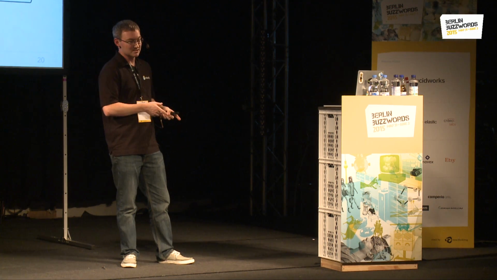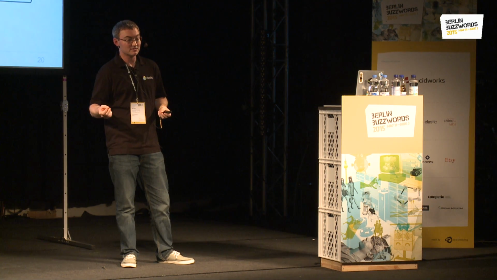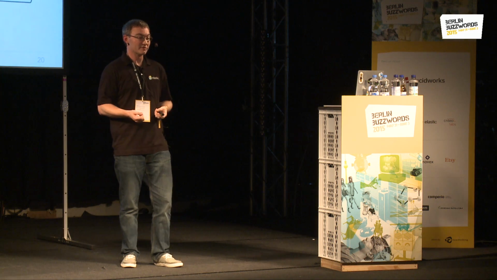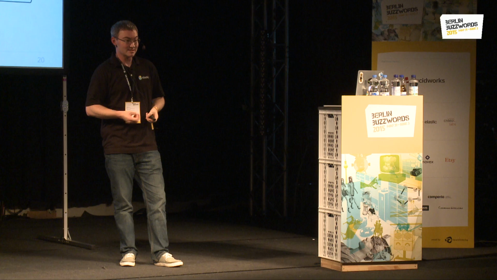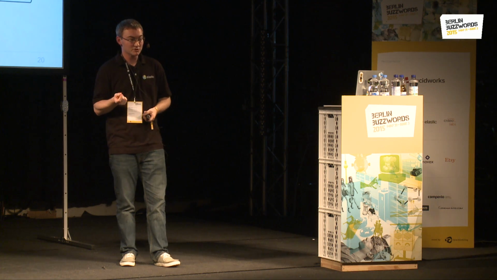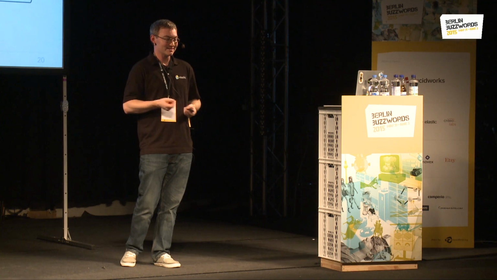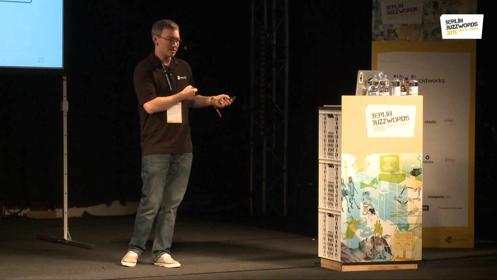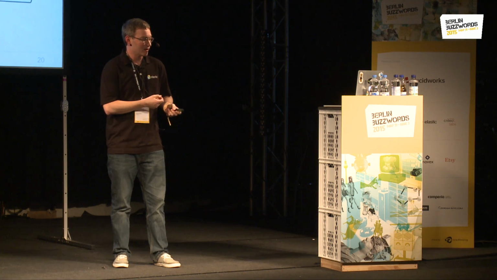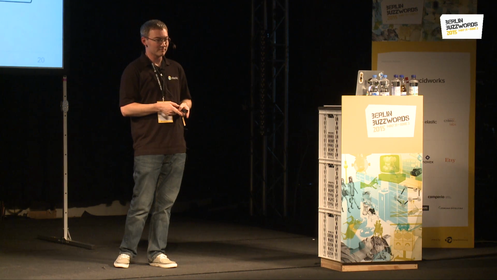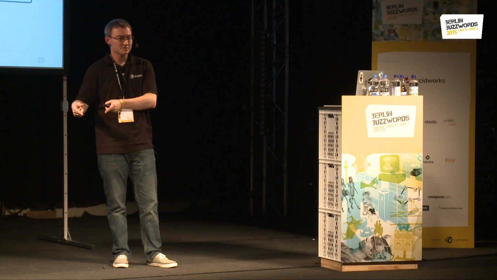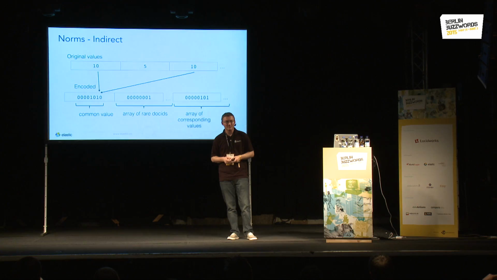And because this first array is sorted by document ID, we're able to do binary search over it. So we first do a binary search and see, does the document that we're trying to find the value for exist? And if it doesn't exist, we know it's the common value. And if it does exist, then we take that index where we found it in our array of rare doc IDs, and we go over to the values array, and we look it up there.